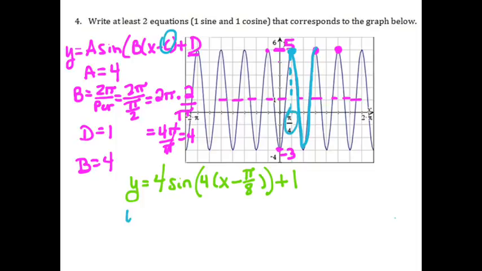So for my cosine equation, y is equal to 4 cosine of 4 times x. This is the only thing that's different, minus pi over 4 plus 1.